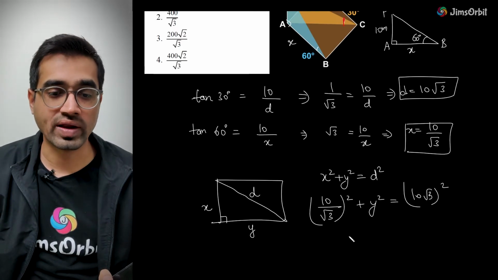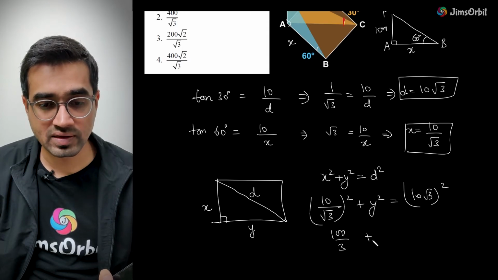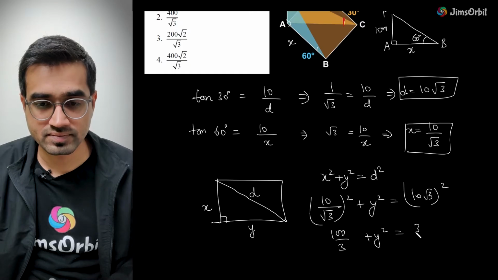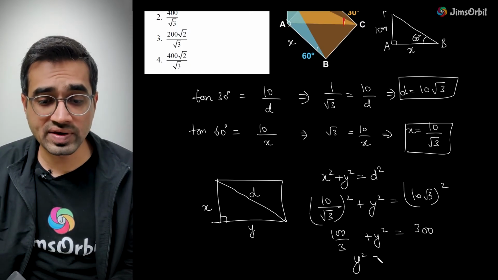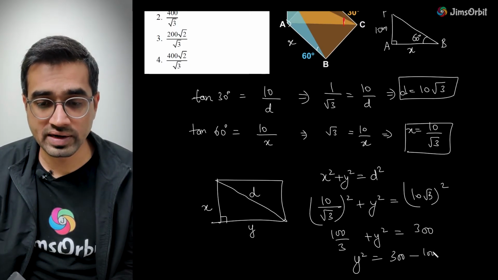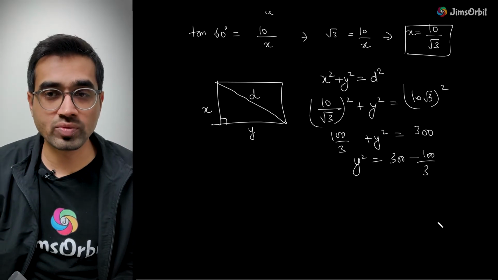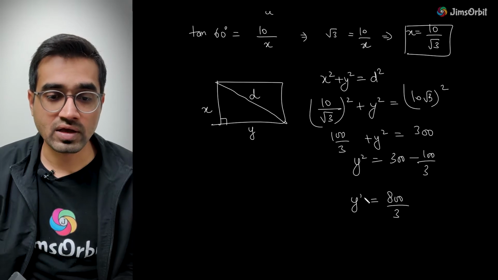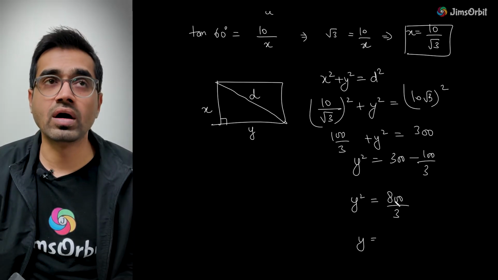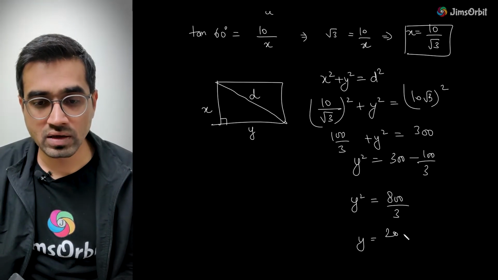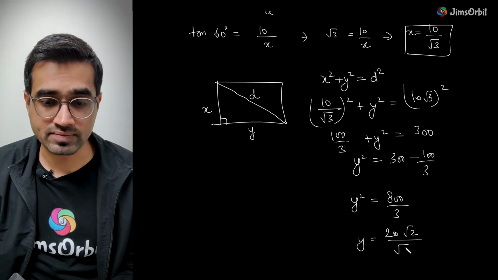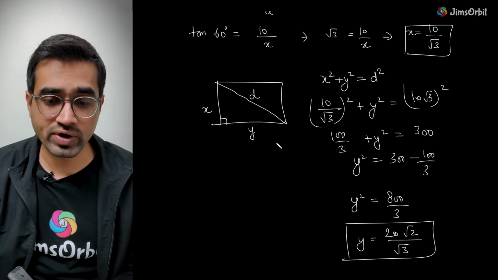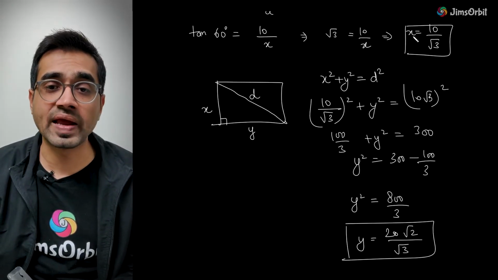Whole square. Now this will be 100 by 3 plus Y square equals 100 into 3, so 300. Now, Y square will be 300 minus 100 by 3. It will give us exactly 900 minus 100, 800 by 3. When you take the root, it will become 400 by 3, so 20 root 2 by root 3. This is the value for Y. Okay. One of the sides is 20 root 2 by root 3. The other side is 10 by root 3.